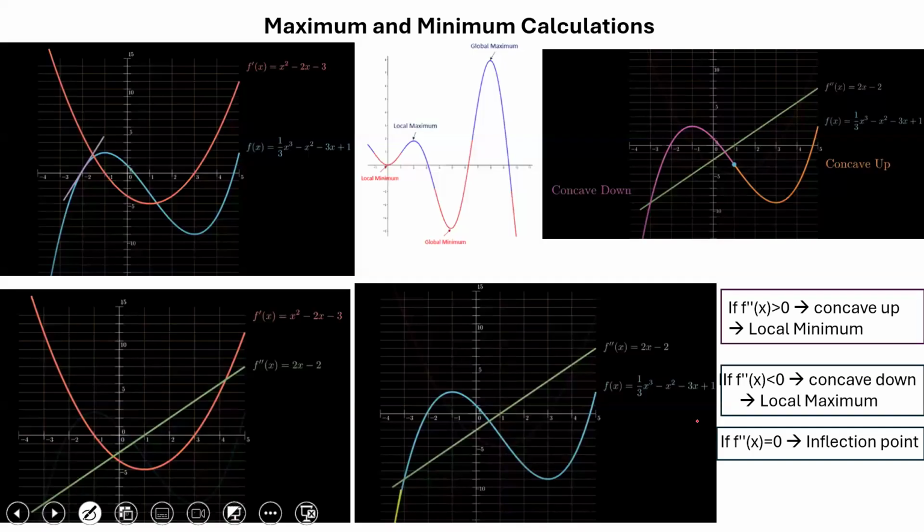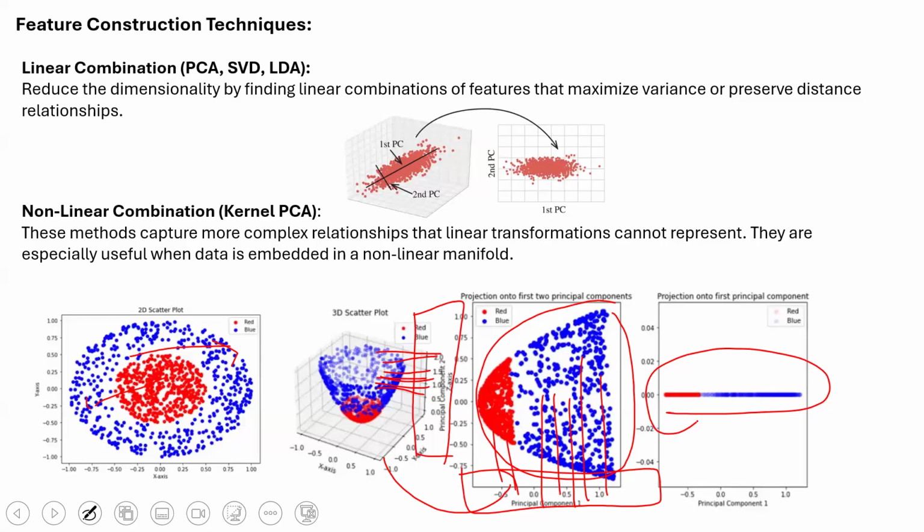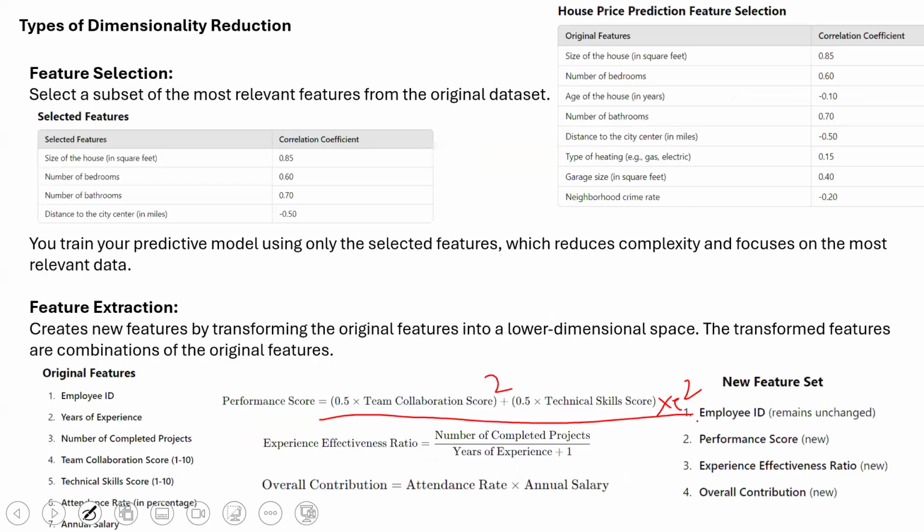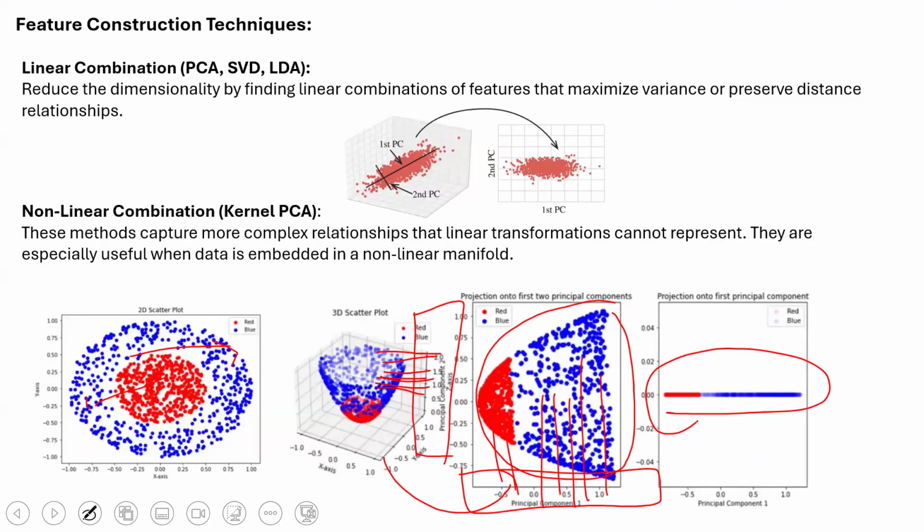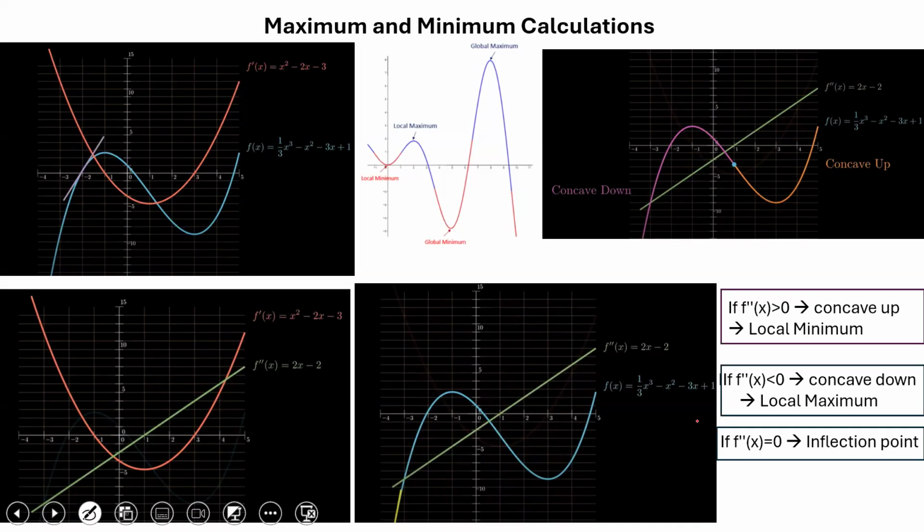If I go to the next slide, I hope you understood this, right? Linear combination and non-linear combination. So now we go to the other slide, which is finding the maximum and minimum in a data set of a particular function.